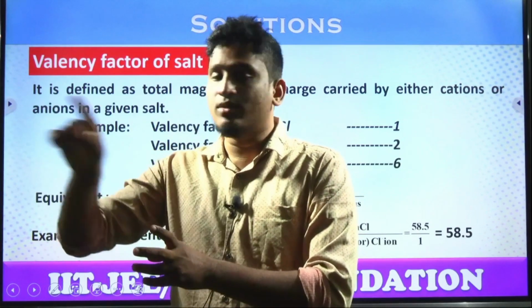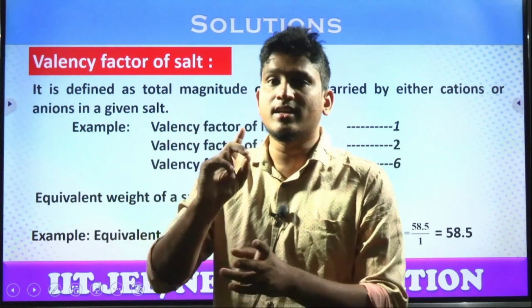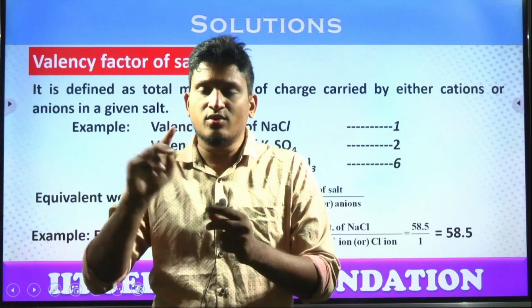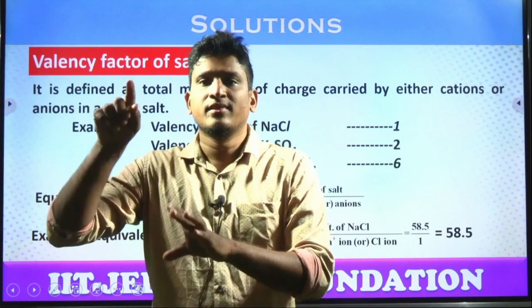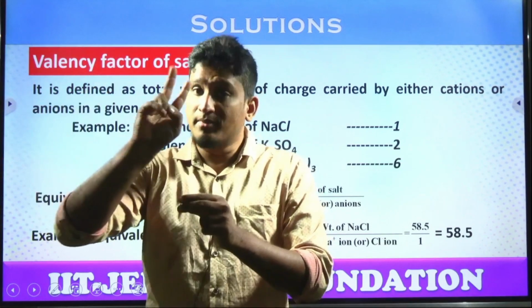Is the valency factor 1? No. How many chlorides are there? There are 2 chlorides. Yes or no? -1 and -1. What is the total? That is what the total charge means. You have to take it for both chlorines. So that means the valency factor is 2.